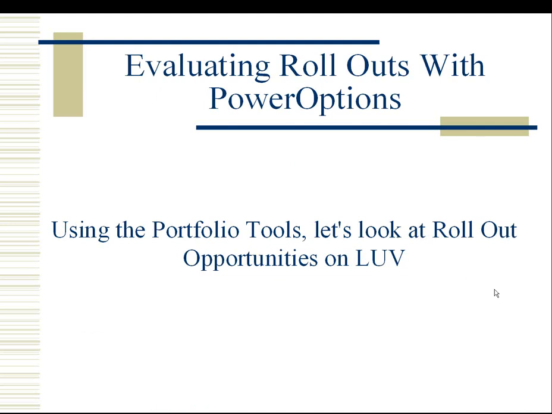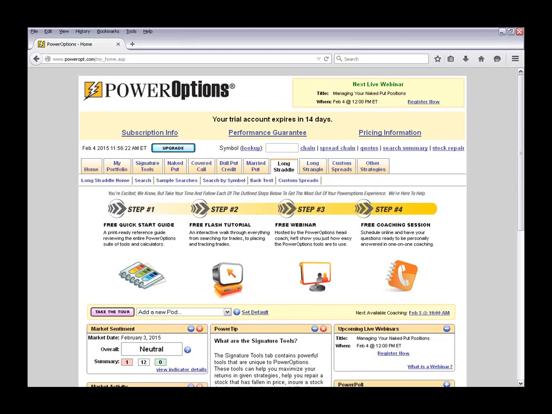We're going to navigate over to our Power Options suite of tools here, and we're going to take a look at that LUV position, and this is where we're also going to describe the collar position visually a little bit better for Martin as well. Okay, so let me change my screen, folks. And what we're looking at here is the basic setup of a trial account, I should say, on Power Options.